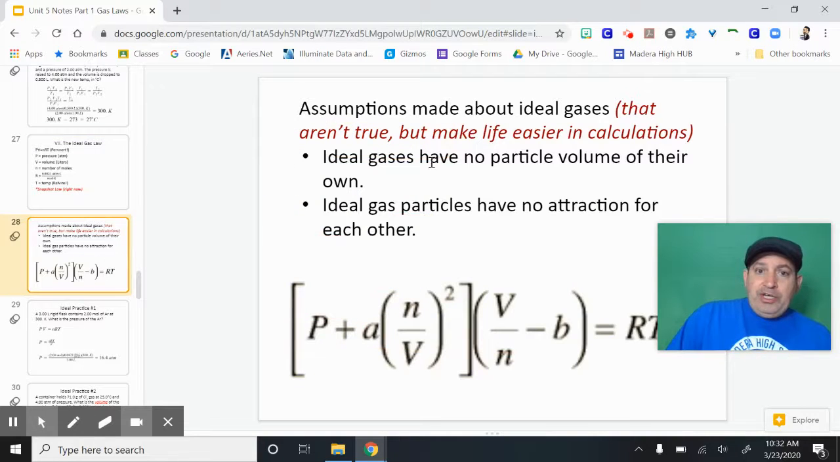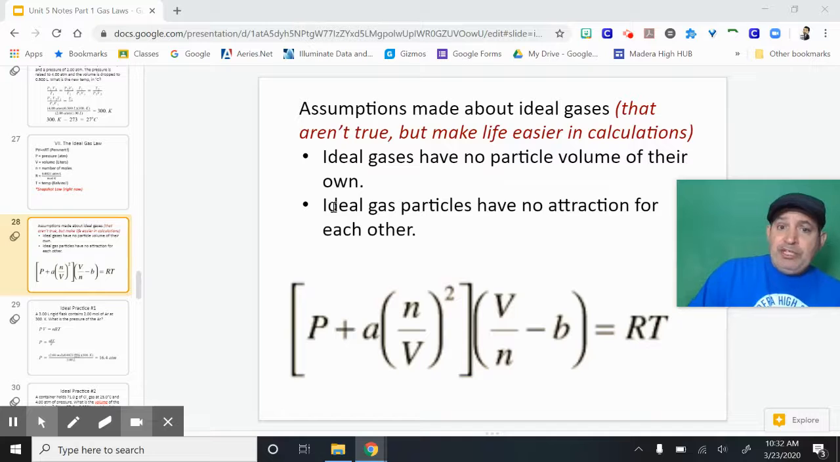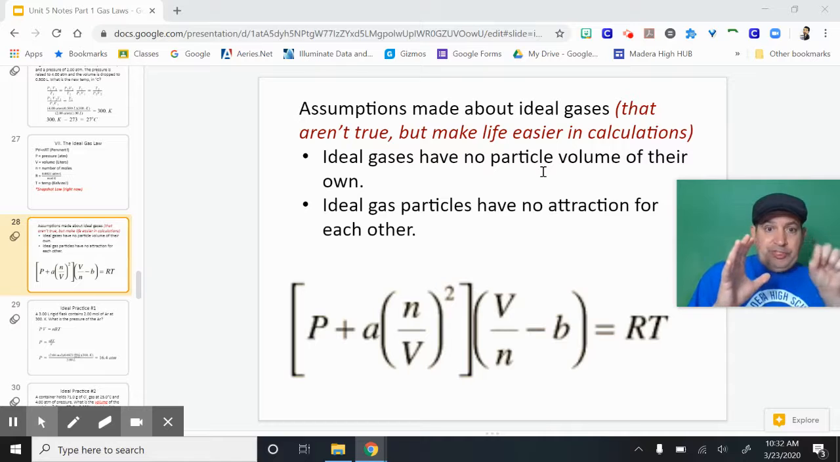So a couple of things. We make some assumptions about ideal gases. These are not true, but they make life easier in the calculations. I'm not going to go too deep into this, but ideal gases have no particle volume of their own. We're assuming that. So they take up the space of a gas, but each of the little particles in that space, we assume, have no particle volume. And that really helps, as you're going to see. Ideal gas particles, we also assume they have no attraction for each other. So even though they are attracted, we talked about this in first semester with intermolecular forces of attraction, IMF, we're assuming those aren't there for the calculations.